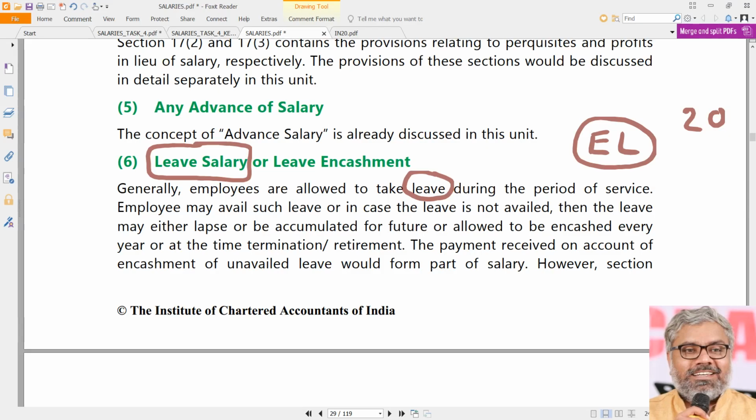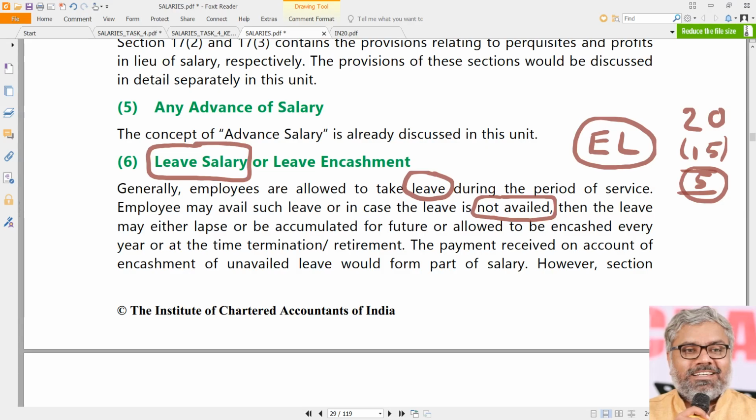But every year he will not take 20 days. Some years maybe he would have taken less than that. Let us say in one year he has taken 15 days of leave only, which means the remaining 5 days of earned leave which he has not availed, the main point is not availed leave, is going to be accumulated. So from this year, 5 days of leave will go to his leave account. There will be a separate leave account maintained by the employer in which 5 days will be credited because he has not availed it.